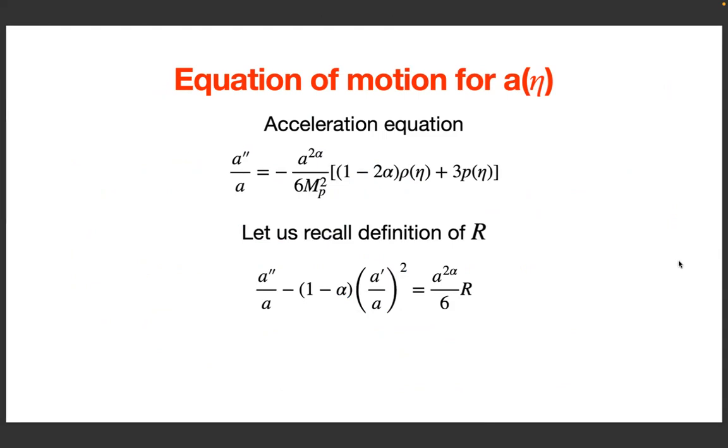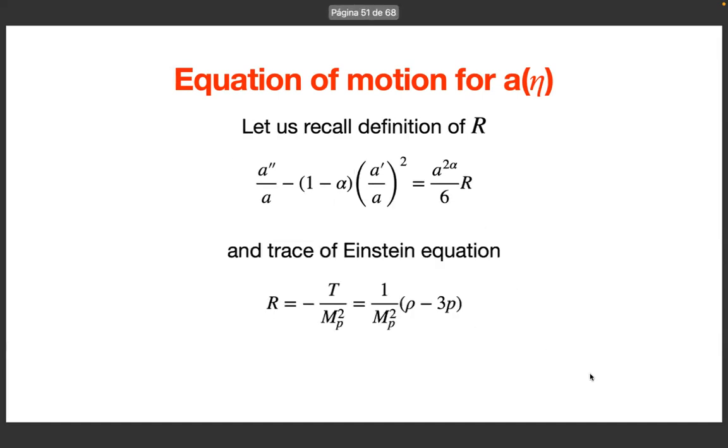Let us remember the definition of R in the FLRW alpha time metric that I wrote down at the beginning. Here is R, how it depends on the scale factor and its derivatives. Let's also take the Einstein equation and just trace it. It is well known that if you take the trace of the Einstein equation, you get a relation between the Ricci scalar and the trace of the energy-momentum tensor.